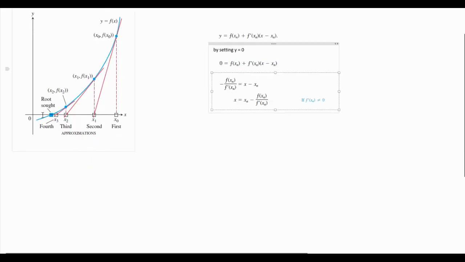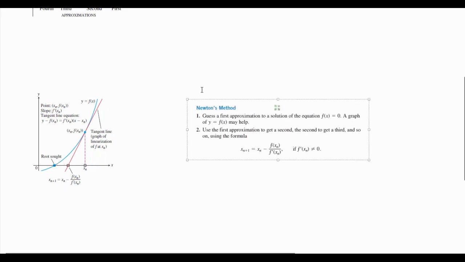If we zoom into this area, we will see that the tangents or these points are getting closer and closer to this root, and hence our numbers will also be getting closer and closer to our root. So basically we do two things here: first, guessing a number, and second, using that number to get the second number, and the second number to get the third number by using this formula.